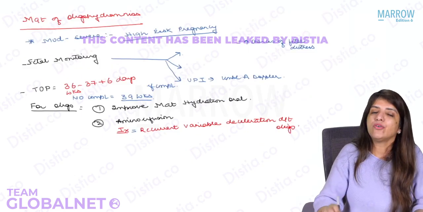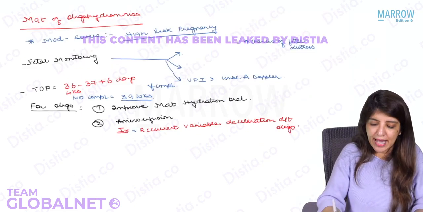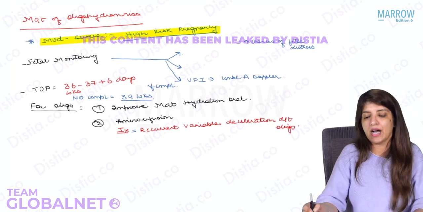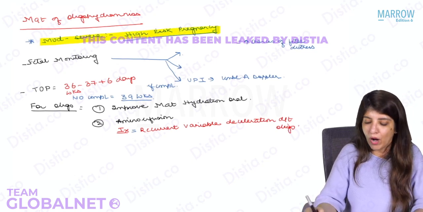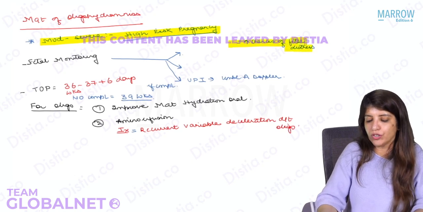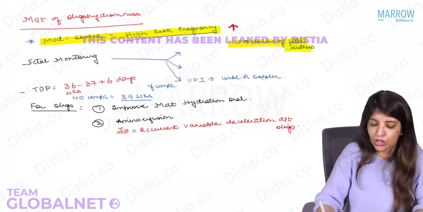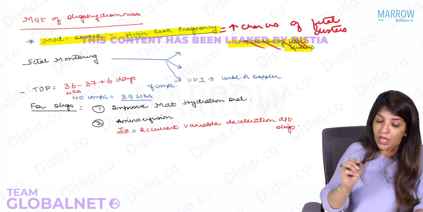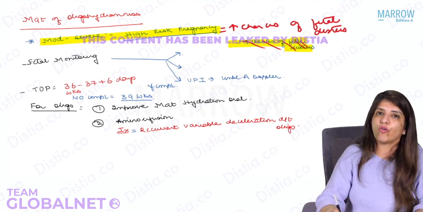Now, how do you manage oligohydramnios? As I told you, oligohydramnios, when it is moderate to severe, is a high risk pregnancy. Why is it a high risk pregnancy? Because of increased chances of fetal distress. So that is why you have to go for fetal monitoring.